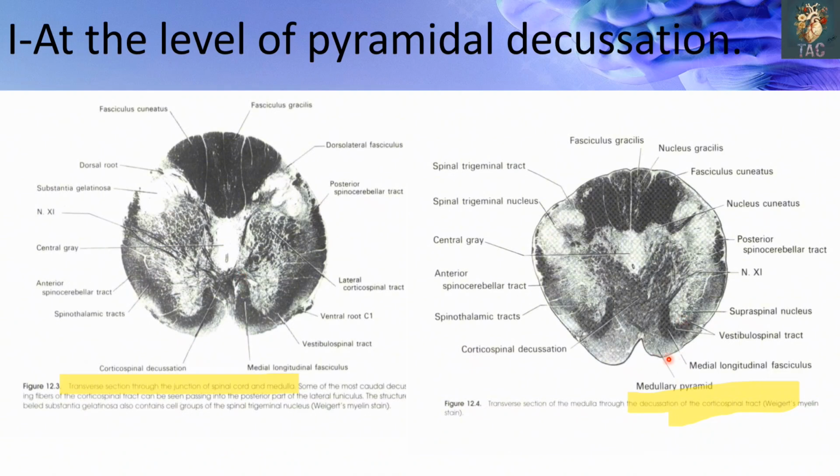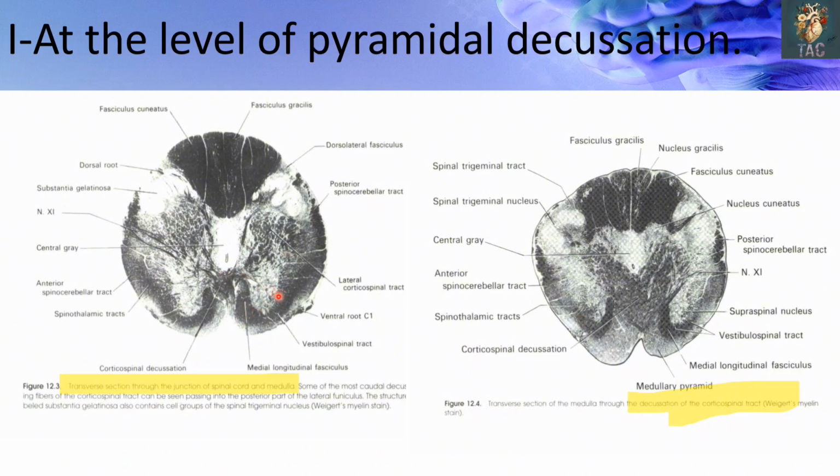In this section you can see the medullary pyramids, and the pyramidal decussation has taken place. 90% of the fibers cross to the opposite side and descend as the lateral corticospinal tract, while almost 10% of the fibers do not cross. They descend as uncrossed fibers as the anterior corticospinal tract. So this is the pyramid and the pyramidal decussation.